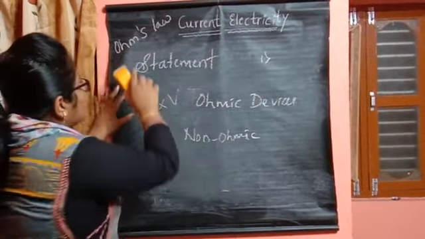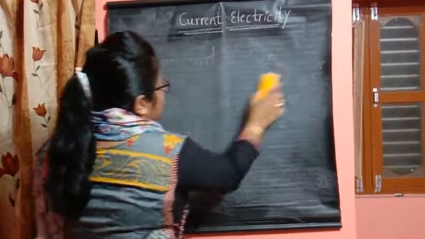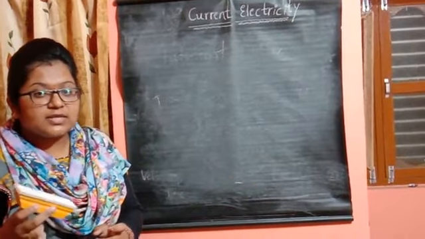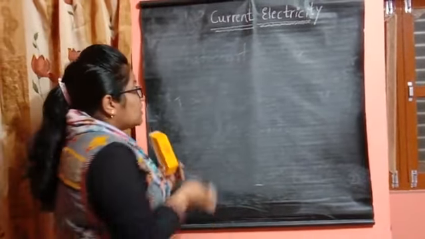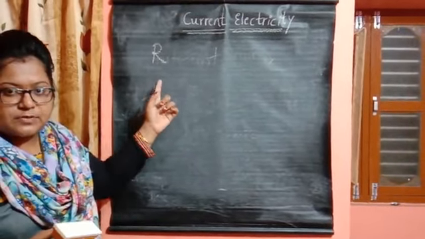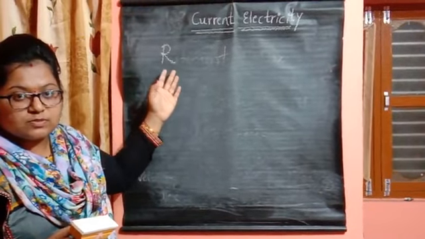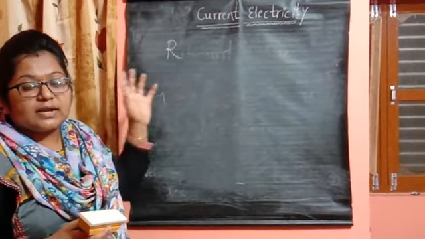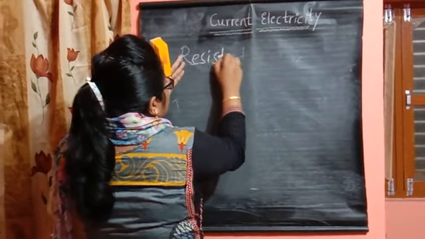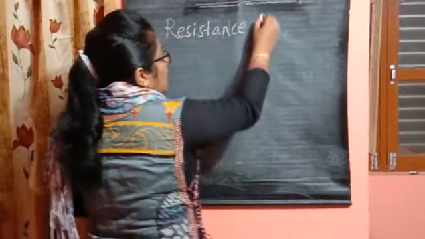So this is a brief explanation about Ohm's law. And the thing I told you is that Ohm's law is not only an important law in current electricity, but it also gives us one important parameter, R. So R is an important parameter given by Ohm's law. This R is nothing but resistance, electrical resistance, which is denoted by R.